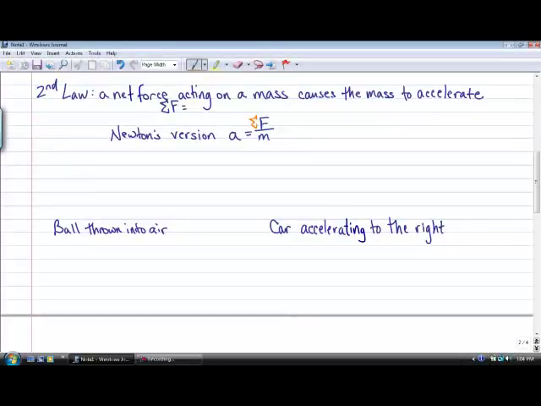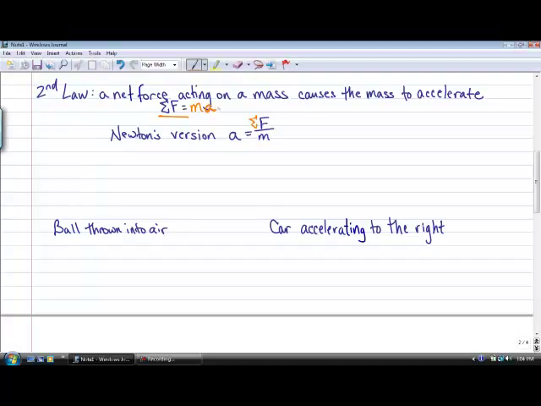So now let's look at Newton's second law. The second law says that the net force acting on a mass causes the mass to accelerate. So with Newton's first law, we had the sum of all forces equals 0. But with the second law, we have the sum of all forces is equal to mass times acceleration.